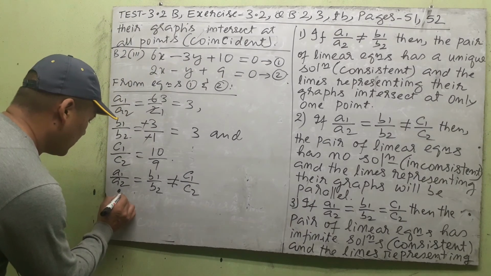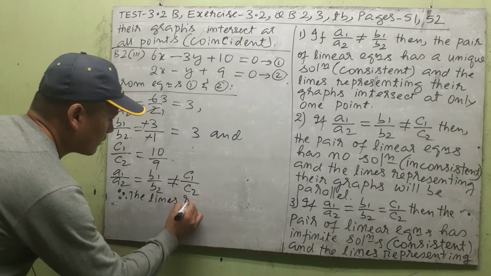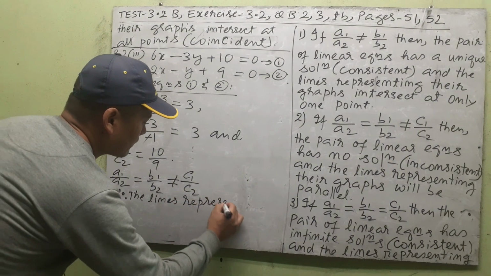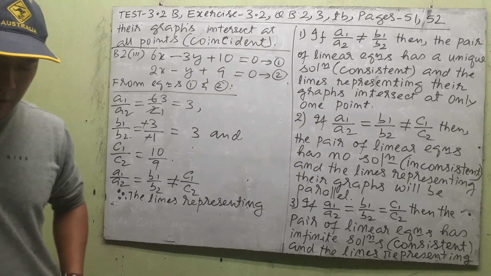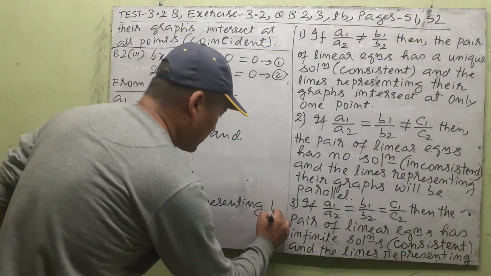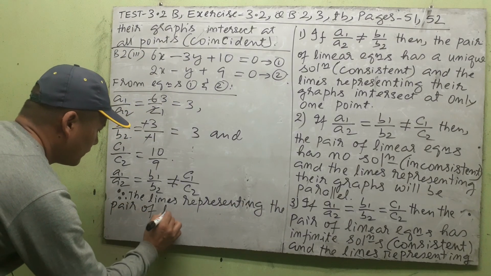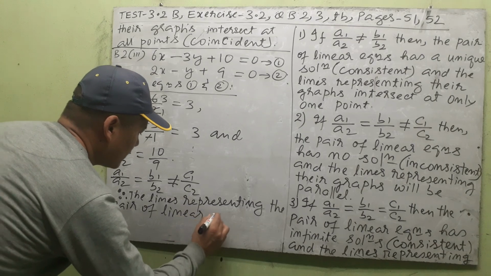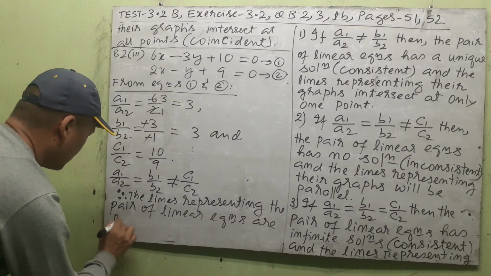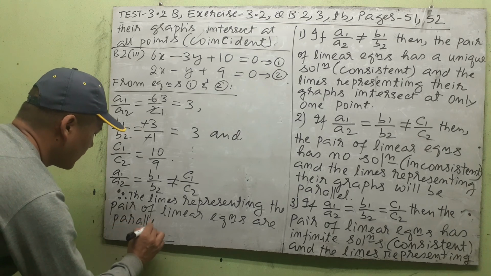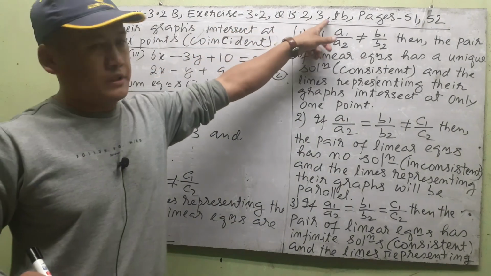So therefore the lines representing the pair of linear equations are parallel. Okay, so we have done question B2. We'll do the B3 in the next class. Okay.